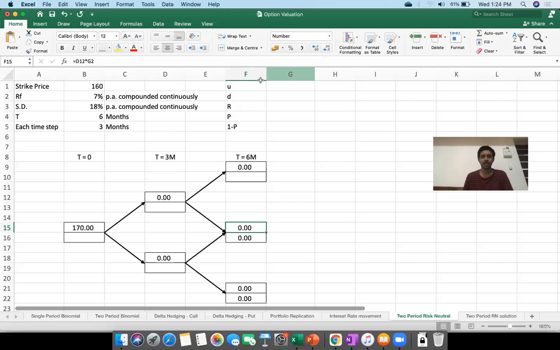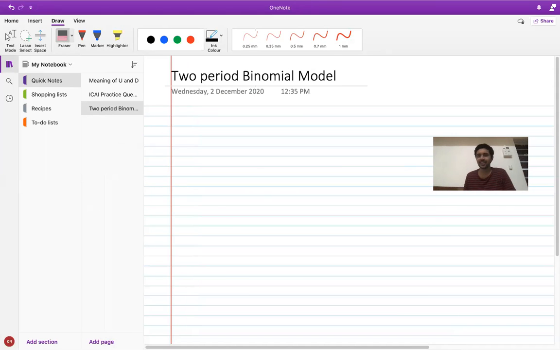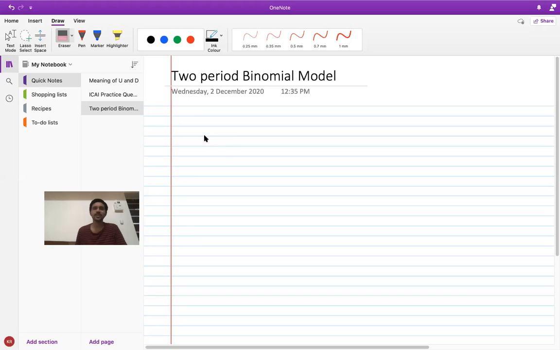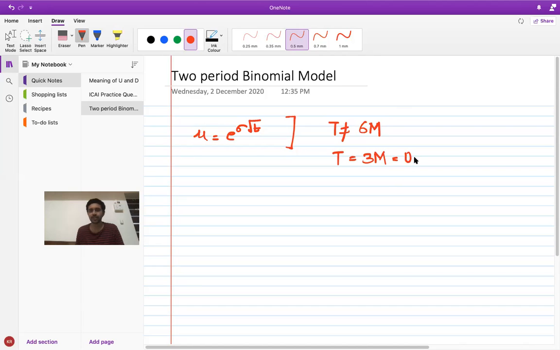First we'll start off with calculating the value of U. If you remember, the formula for U was U is equal to e power sigma square root of t. Over here, t is actually not 6 months; t should be equal to each time step. So t is equal to 3 months or 0.25 years, 3 divided by 12.